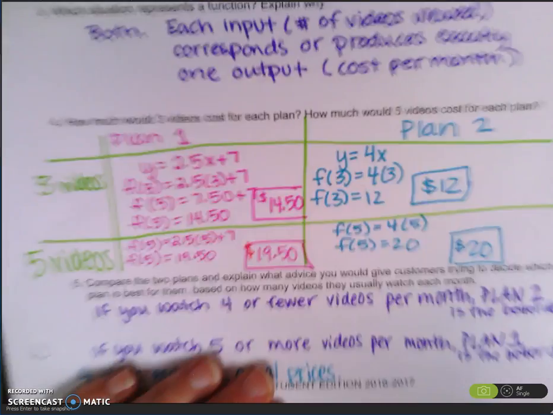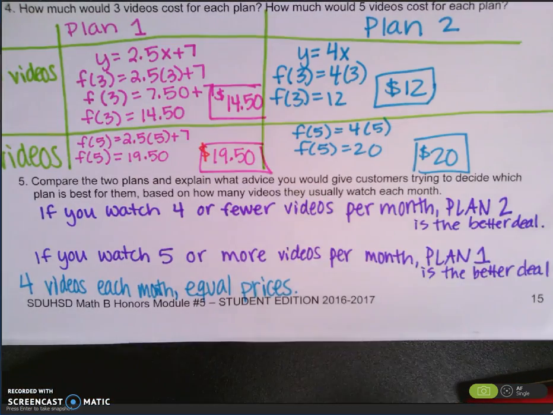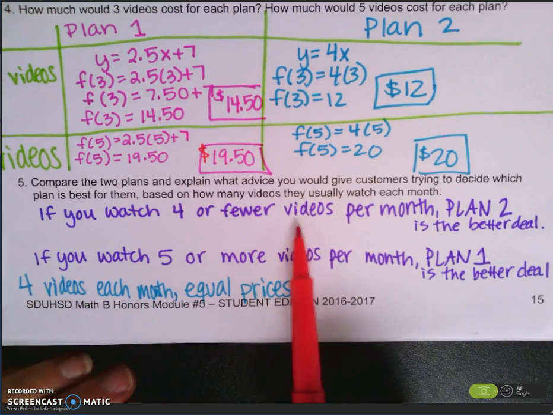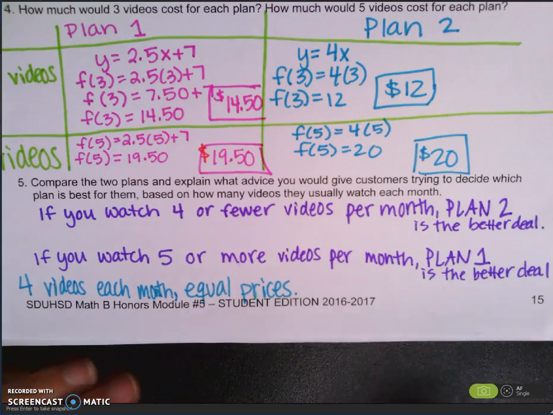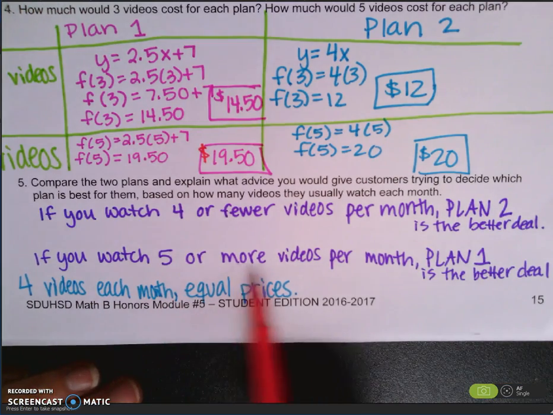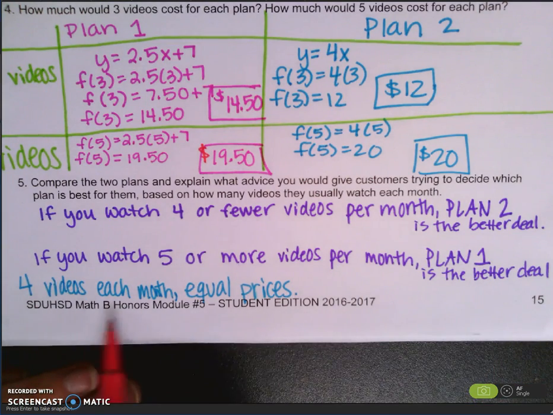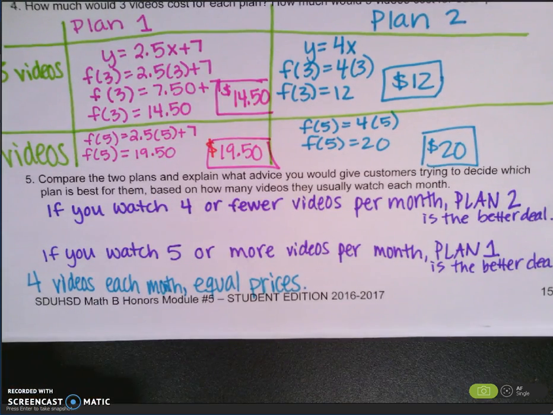That might make you want to think about which is the better deal and what advice you would give. If you watch 4 or fewer videos per month, Plan 2 is the better deal. But if you watch 5 or more videos per month, Plan 1 is the better deal. 4 videos each month have equal prices. Please don't forget to talk about every combination or every possibility when you're giving your friend advice on which plan is best for them.